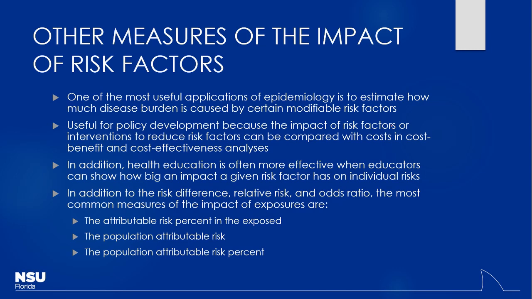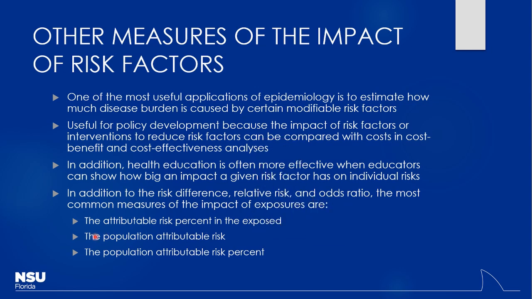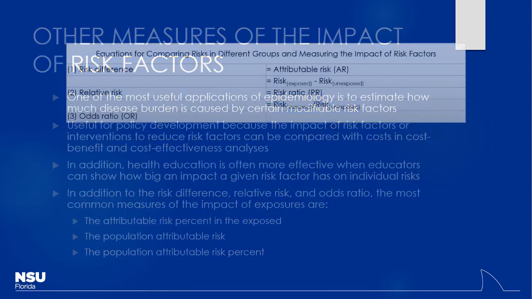Anywho, some of the differences in the ways that we can measure the impact of risk factors is what we're going to call the attributable risk percent in the exposed. Now, these terms sound a little intimidating, but don't worry, we'll work through them. And then we'll look at the population attributable risk and then the population attributable risk percent. Okay? So we're looking at how we're going to be using all these together.